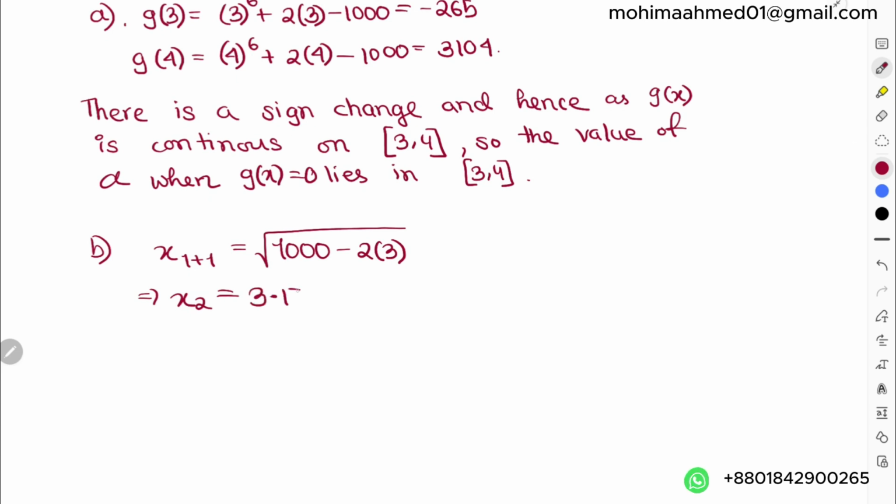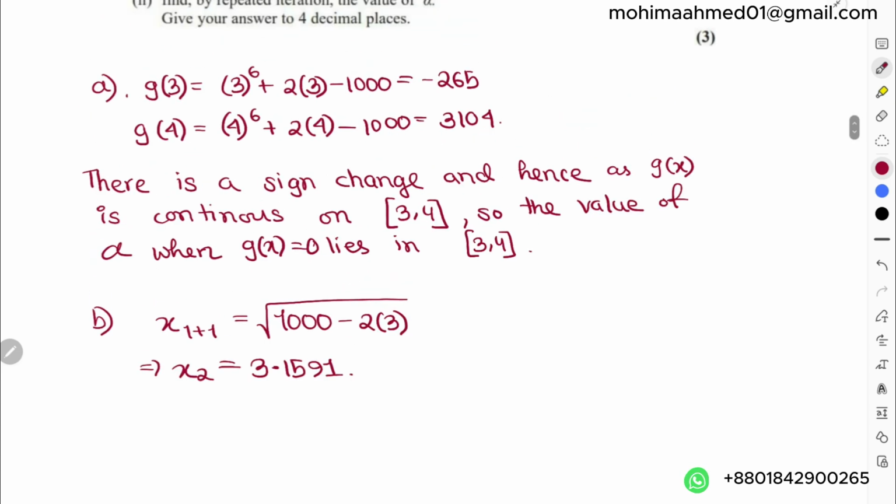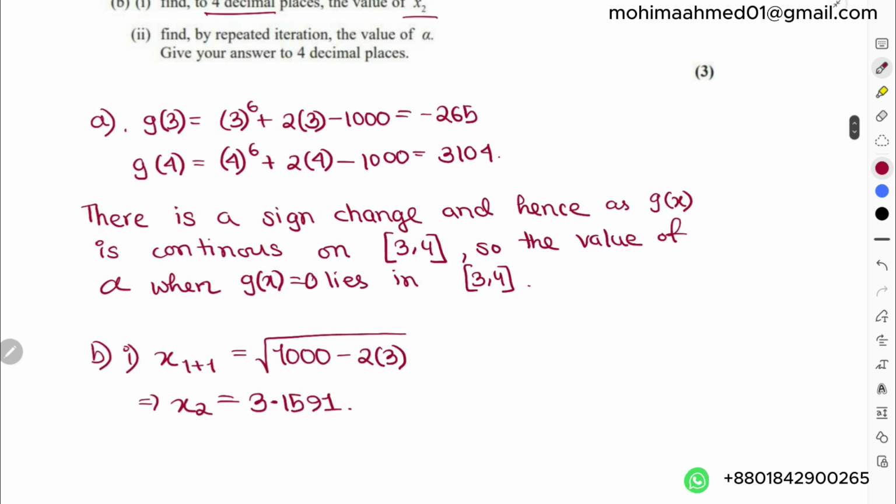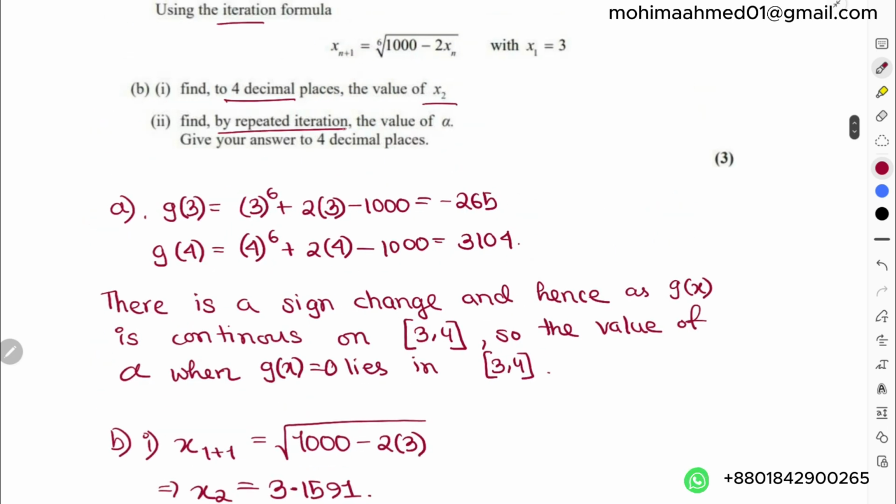3.1591, to 4 decimal places. This is the working for part 1, and then they're asking that by repeated iteration, find the value for your alpha. The answer should be in 4 decimal places.